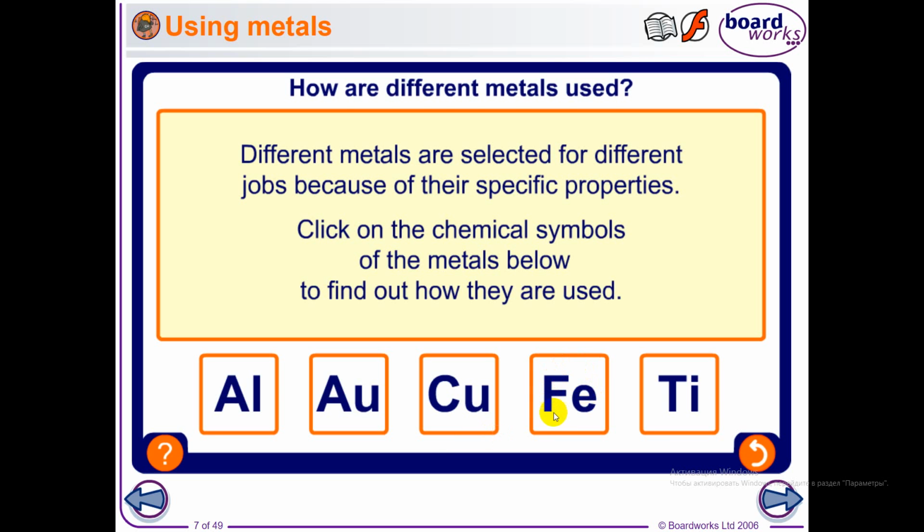The next element, ferrum. We already know that this element is widely used in construction, and we will discuss it later more.